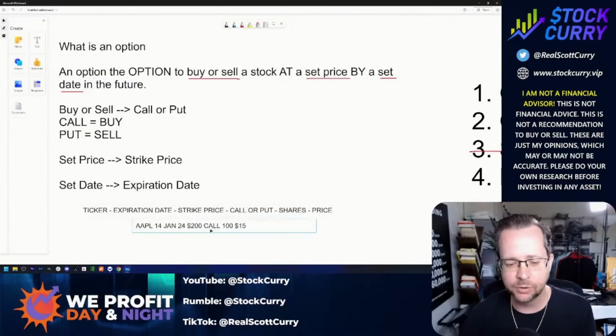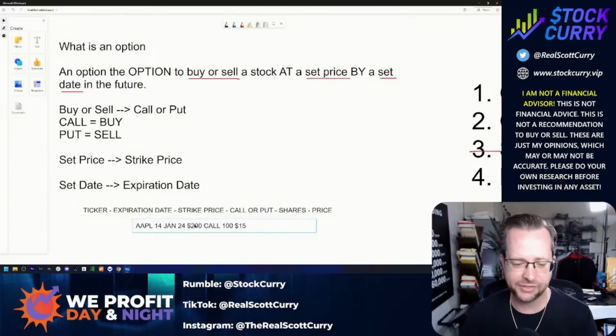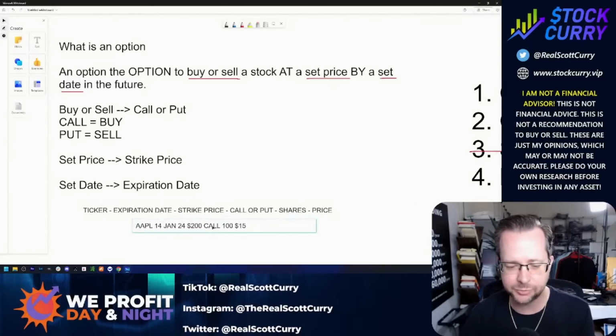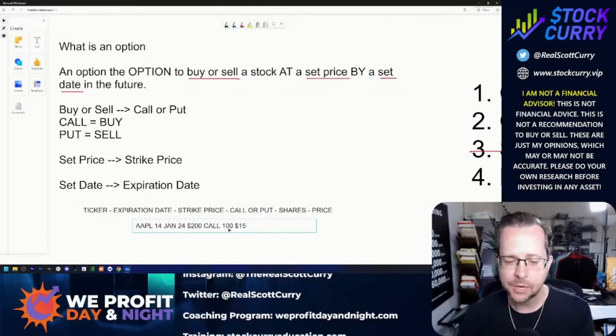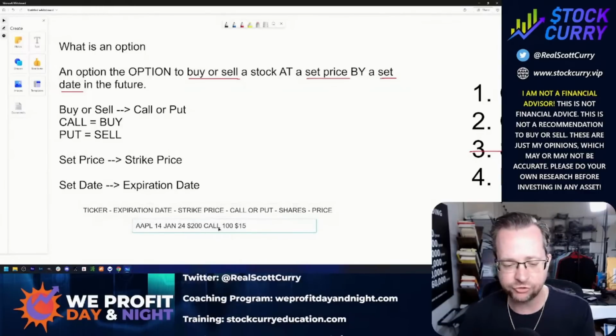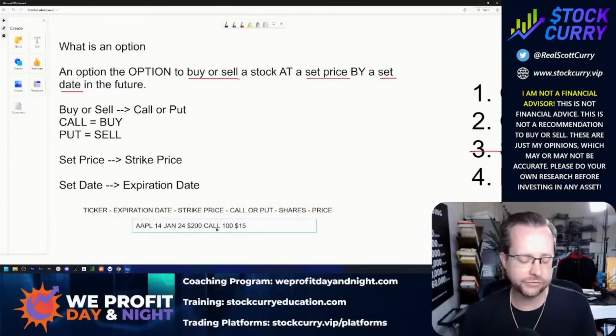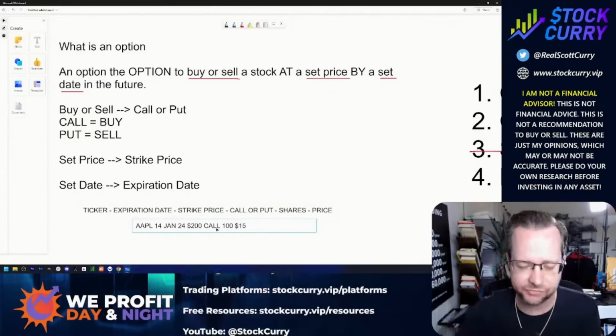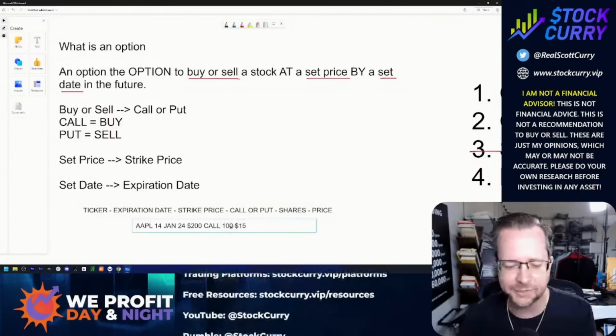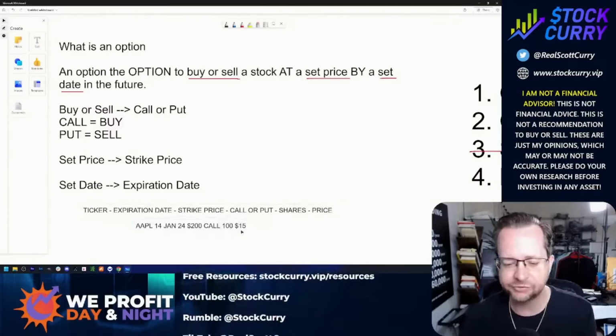Okay. So the strike price, $200. That's how much it has to get to. The call or the put: call, meaning it has to get above $200 to make money. 100, this is worth 100 shares. So just know that if it gets to 205, or $5 in the money, it's worth $500. Just basically multiply times 100, and then the price, $15.